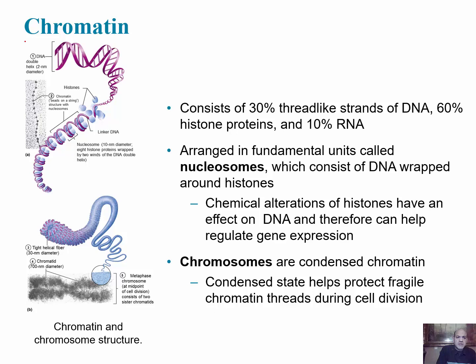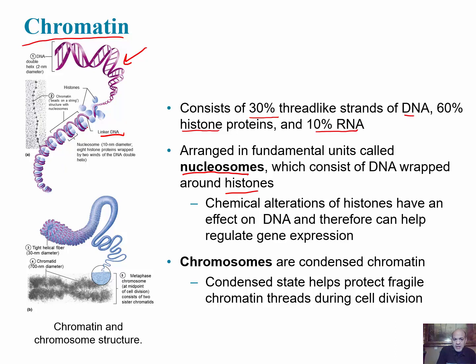And then we have the chromatin, and the chromatin is how your DNA is found within the nucleus. It consists of 30% DNA, 60% proteins called histones, and 10% RNA. And they're going to be arranged. There's going to be fundamental units arranged here called nucleosomes, and here your DNA would be wrapped around the histones. And you can see here's your DNA here at the top, your double helix, and then as we begin to condense the DNA, it's going to wrap around 8 histones, 2 turns for every histone, and then there's linker DNA.